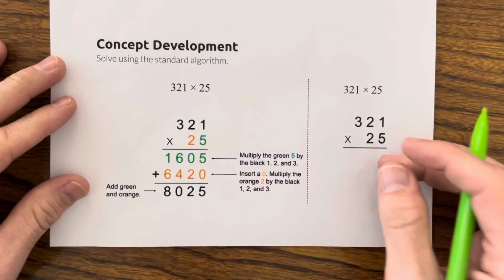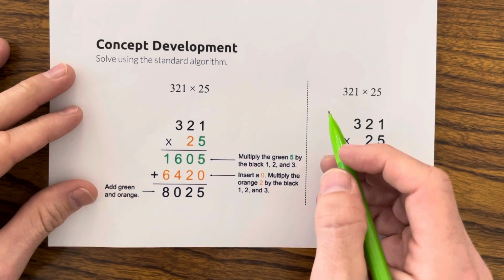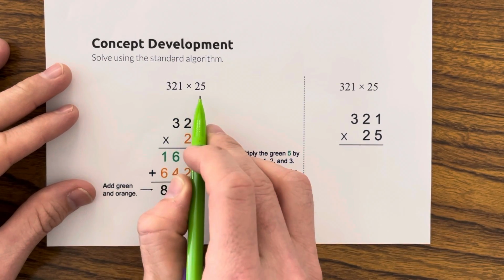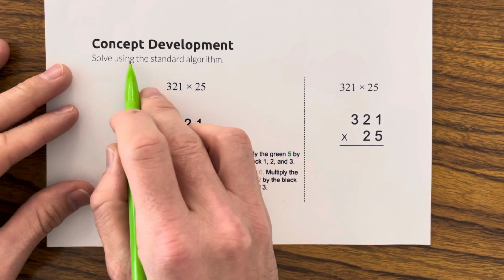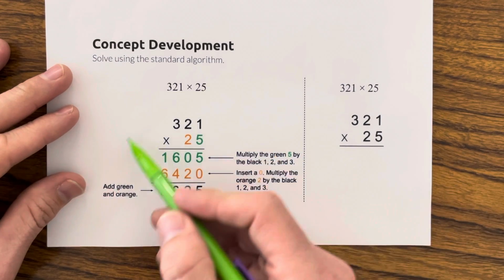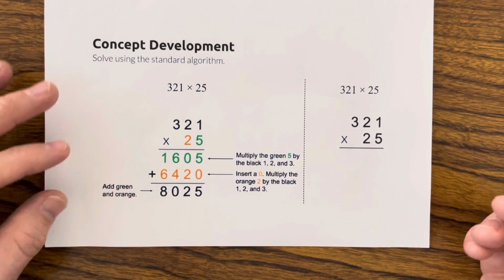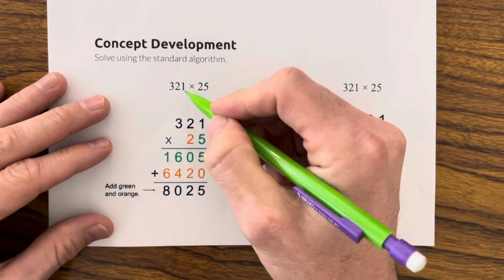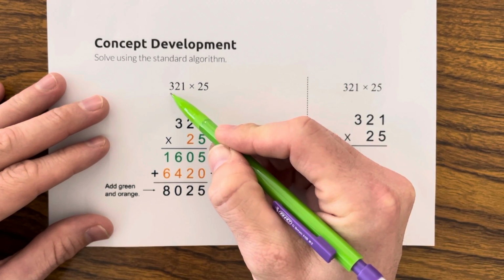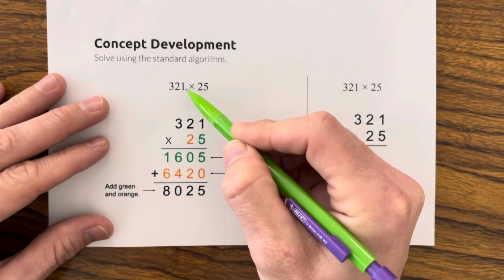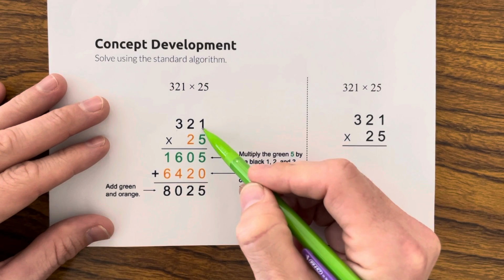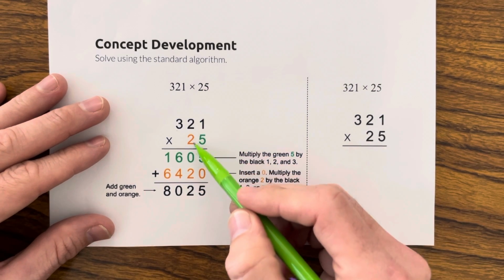Hi guys. In this lesson, we're going to be learning how to solve multiplication problems, or find the value of multiplication expressions, using the standard algorithm. This is a model of it that uses two colors to indicate the steps. First, we write the number with the most digits in the expression on the top. 321 has 3 digits, so we write that on the top. 25 has 2 digits, so we write that on the bottom.